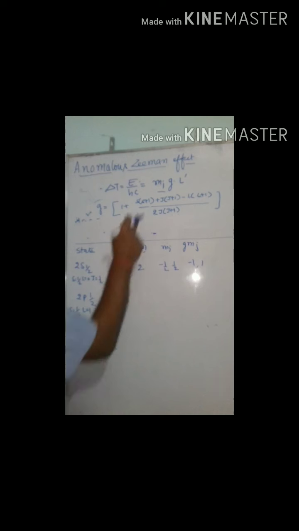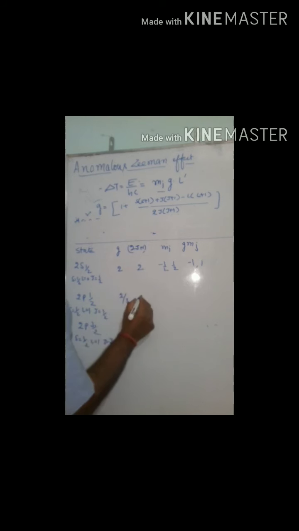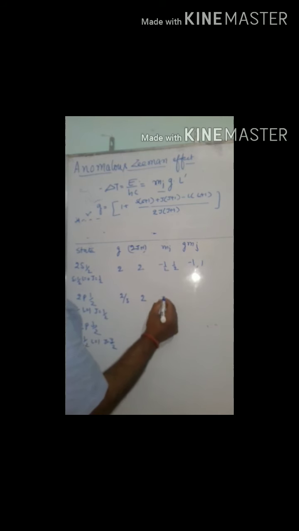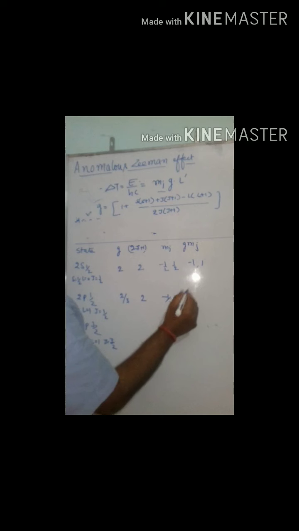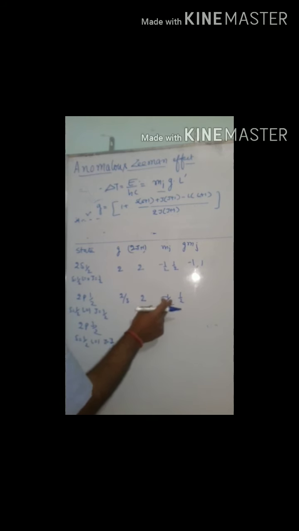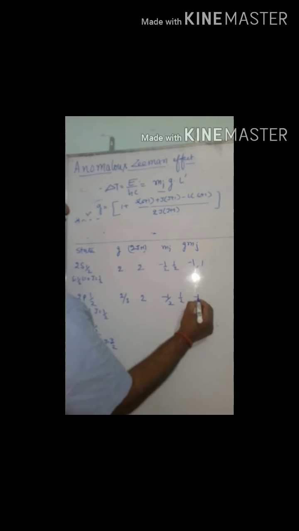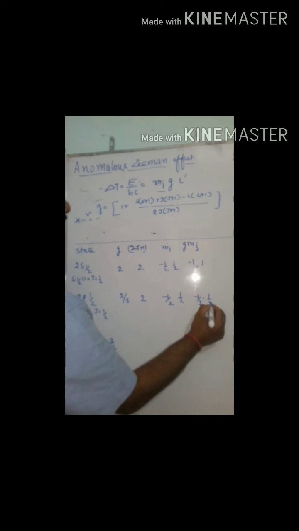this comes out to be 2 by 3. G comes out to be 2 by 3. If you put the values and solve it, you will get 2 by 3. Again J is 3 by 2... Mj is again minus 1 by 2 and 1 by 2. And here, if you multiply it, then what will you get? This Mj into G, that is 1 by 2 times 2 by 3, so that is minus 1 by 3 and 1 by 3.